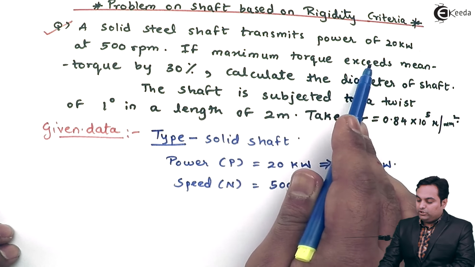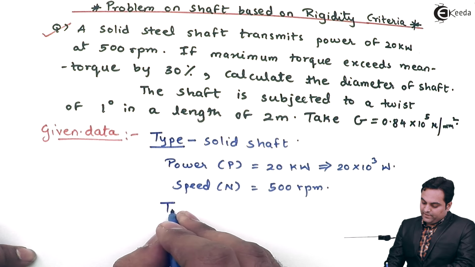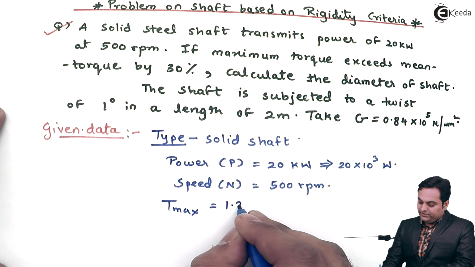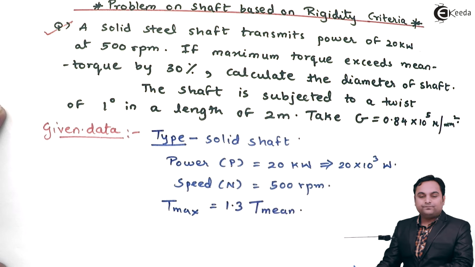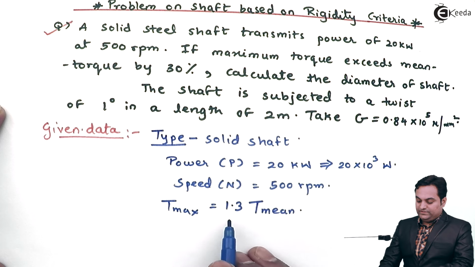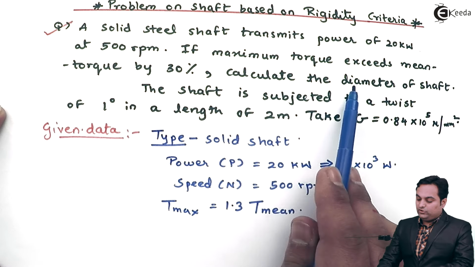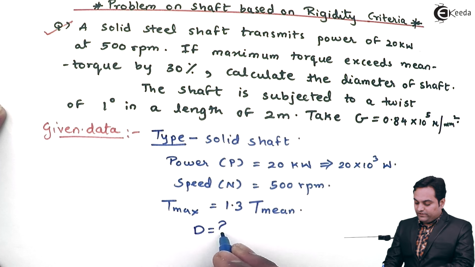If maximum torque exceeds mean torque by 30%, so here T max is 1.3 times of T mean, since it is exceeding 30% the mean torque. Next, calculate the diameter of shaft. So this is the question. Here we have to find how much the diameter of shaft is there.